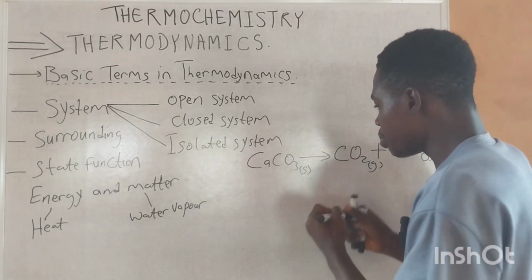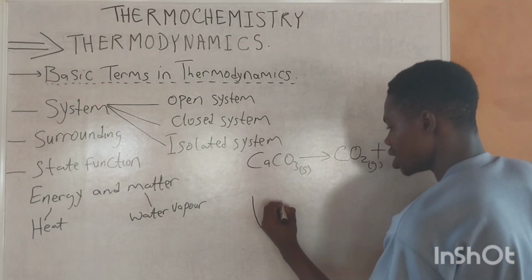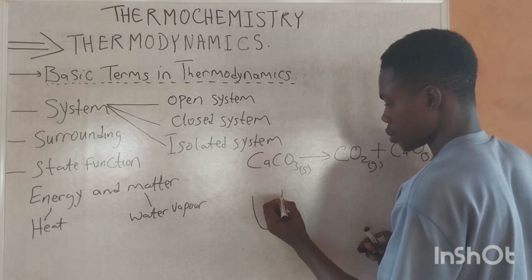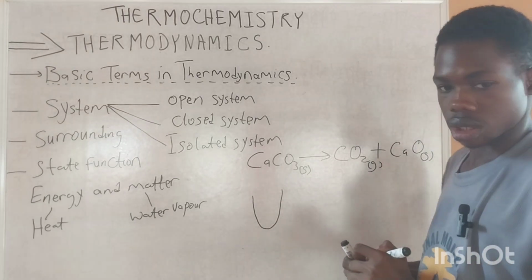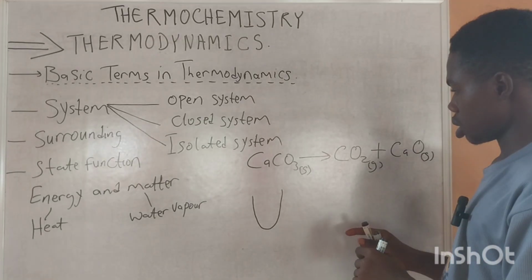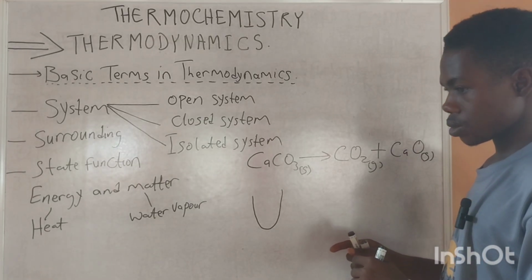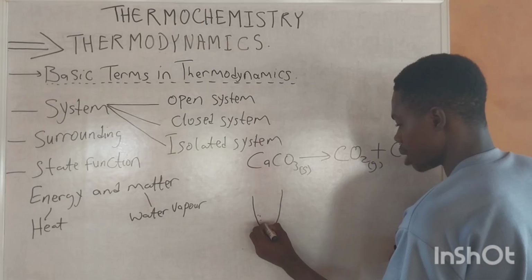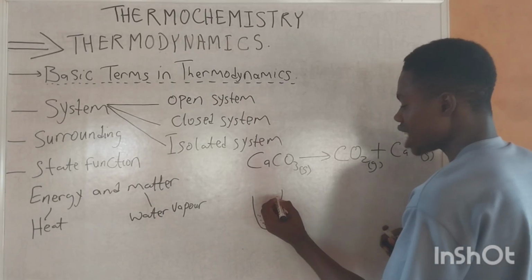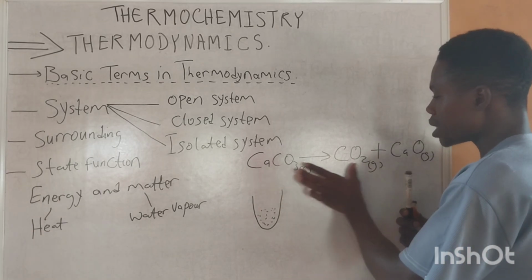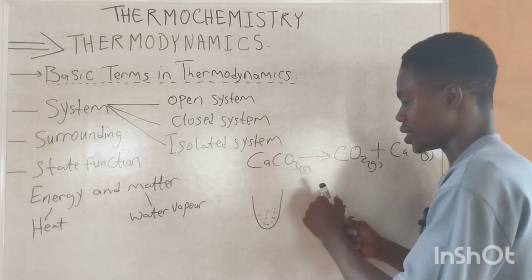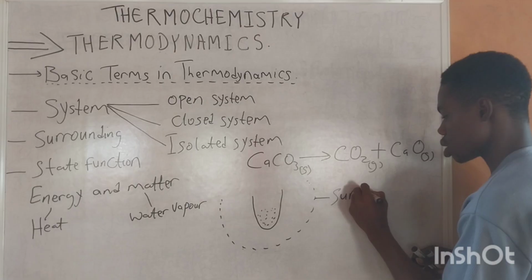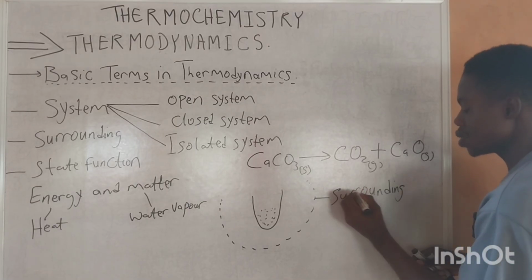So for example, let's say this is the system, for the closed system now. And then this reaction is occurring in the system right now. Because it is a closed system, any of these particles will not be able to be exchanged to the surrounding of the system, because this is the surrounding of the system. So please take note that this is the surrounding.